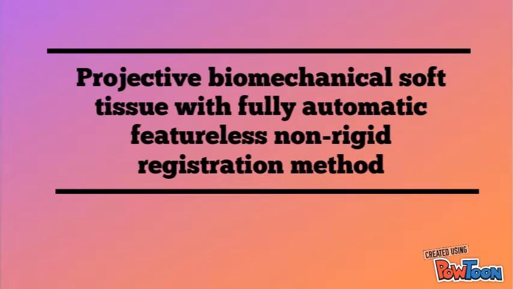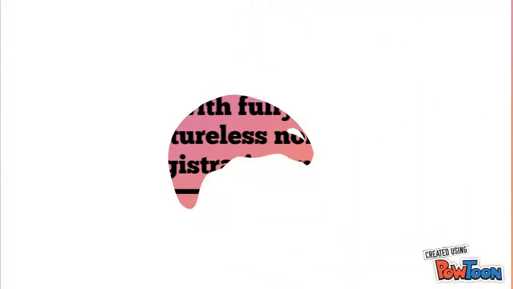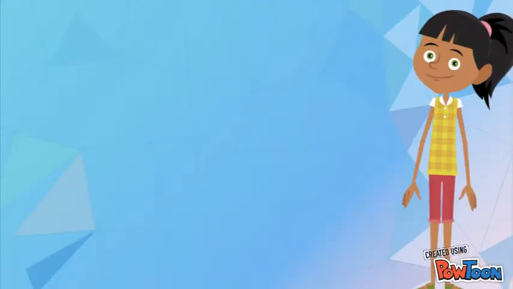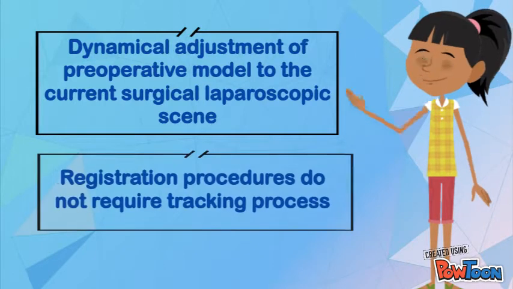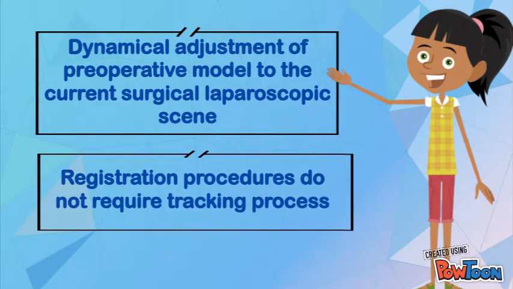Fourth is projective biomechanical soft tissue with a fully automatic featureless non-rigid registration method. The main contribution in this method is dynamic adjustment of the preoperative model to the current surgical laparoscopic scene. The registration procedures do not require a tracking process, as the procedures utilize dense depth matching.